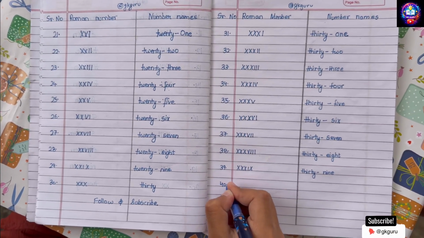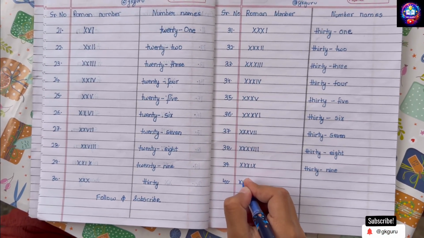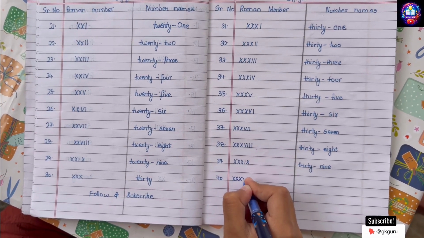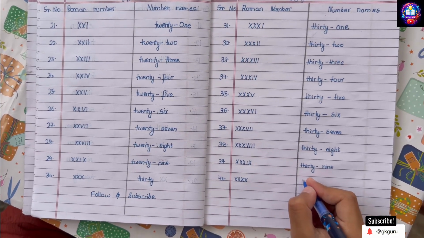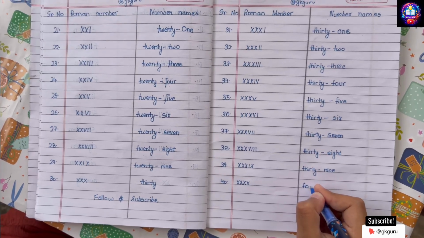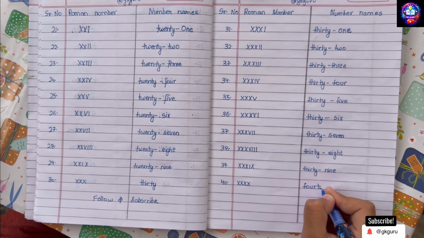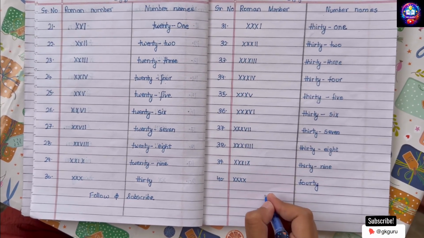Serial number 40. Roman number 40. Number names FOURTY, 40.